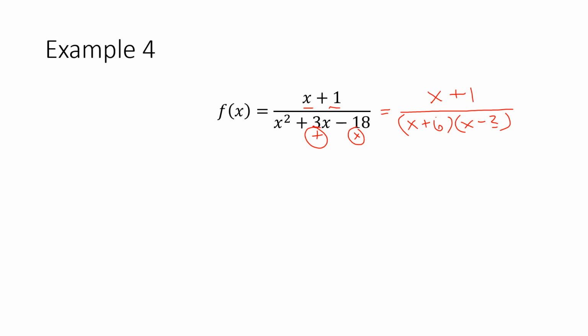Notice that nothing at all cancels out on this problem. So that means there cannot possibly be a hole. A hole only occurs when you remove something, when you cancel it out from your equation. So since we didn't cancel anything out, we do not have a hole. So I'm going to say no hole because nothing cancels out.